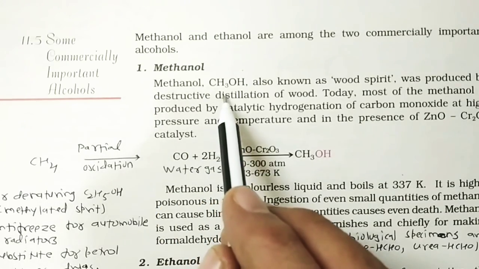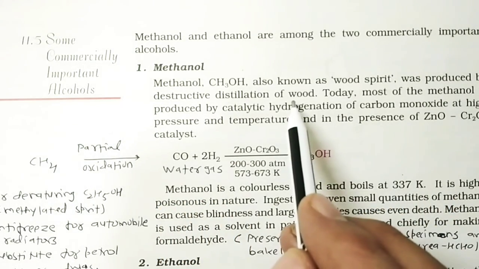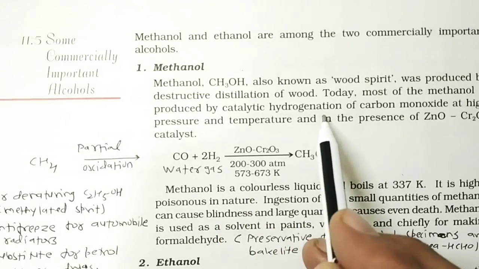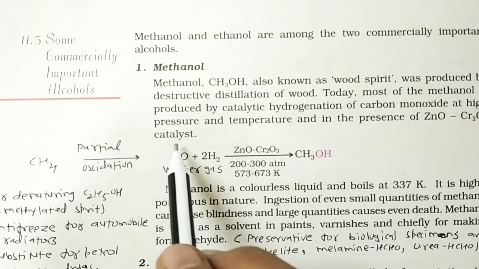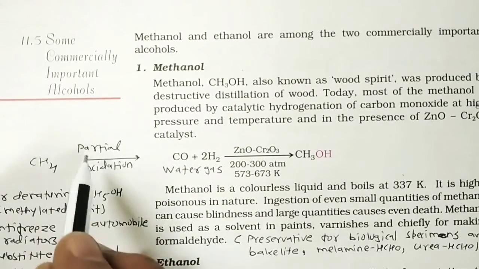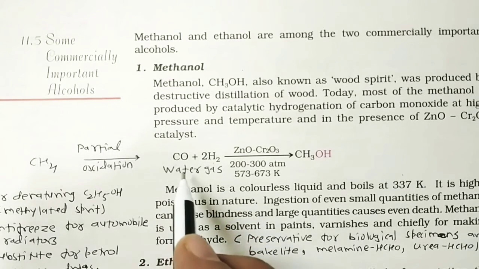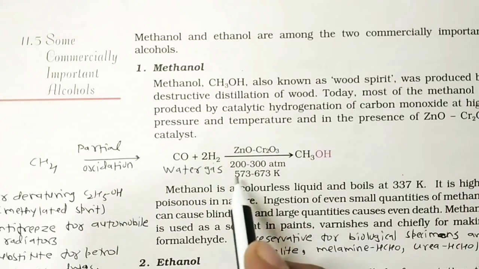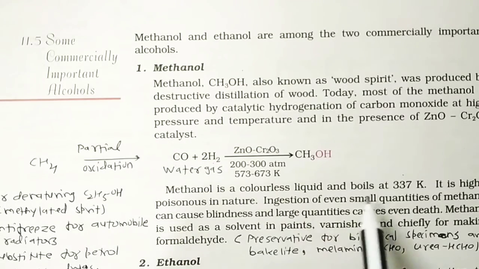We know that methanol, CH3OH, is sometimes also called wood spirit, because it was produced by the destructive distillation of wood. That's why it is called wood spirit. Today most methanol is produced by the catalytic hydrogenation of carbon monoxide at high pressure and temperature in the presence of zinc oxide and Cr2O3 as catalyst. First we take methane, and partial oxidation of methane gives CO and H2. This mixture of CO and H2 is sometimes called water gas, and this is reacted in the presence of ZnO and Cr2O3 as catalyst at about 300 to 400 degrees centigrade and 200 to 300 atmospheric pressure. It is converted into methanol. Methanol is a colorless liquid and boils at 337 Kelvin.